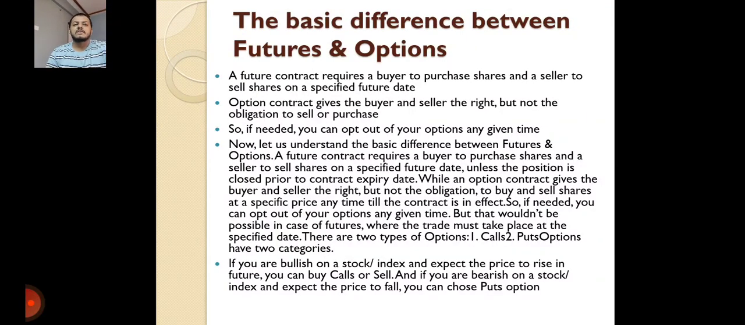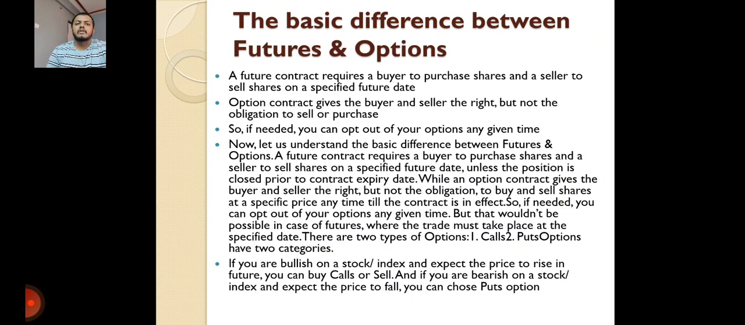The basic difference between futures and options is that a futures contract requires a buyer to purchase the shares and a seller to sell the shares on a specific future date. Option contracts give the buyer and seller the right, but not the obligation, to sell or purchase. So, if needed, you can opt out of your option in the given time. Now, let us understand the basic difference between futures and options.